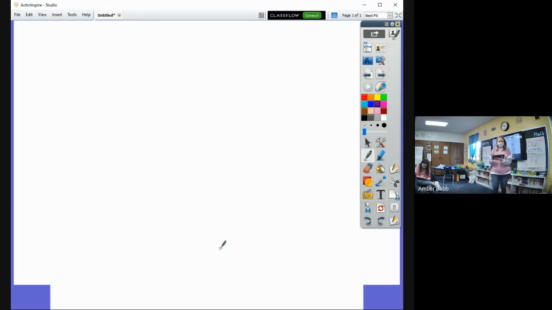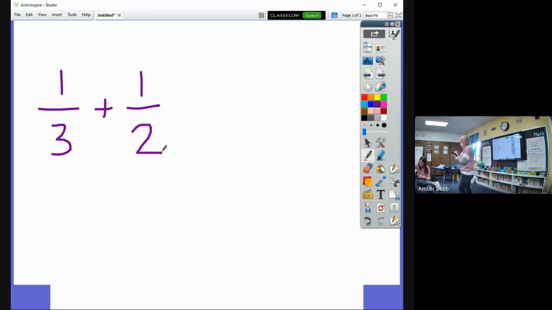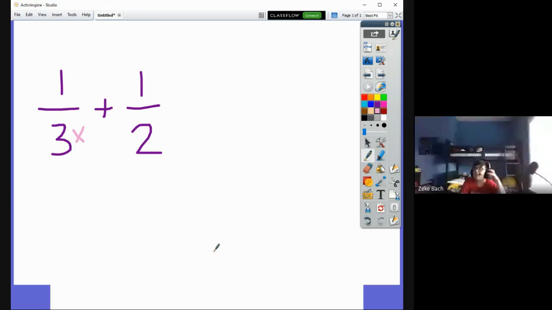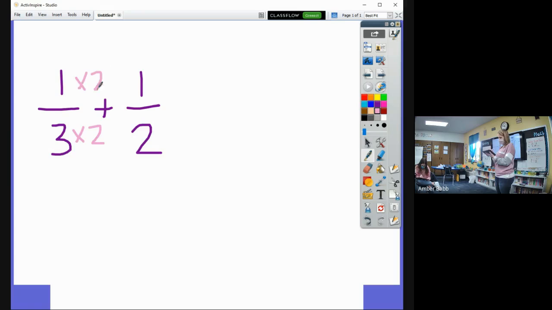For those that are still working, we had 1/3 plus 1/2. It looks like a lot of people wanted to take this to a denominator with a 6, which means I'm going to multiply this by what? What am I going to multiply 1/3 by so that I can get it to have a denominator of 6? She said 2. All right, so 1 times 2 is 2, and 3 times 2 is 6.